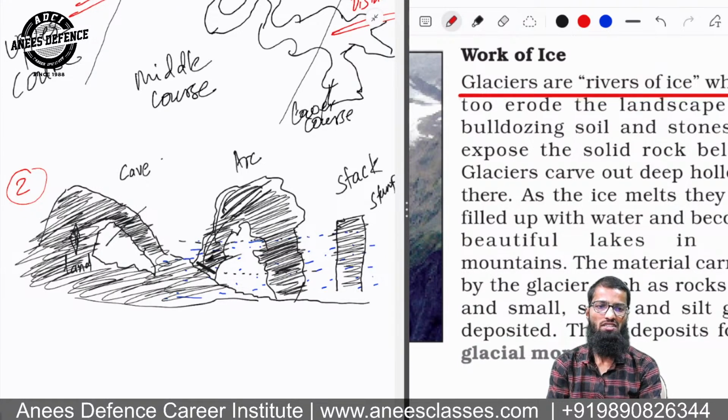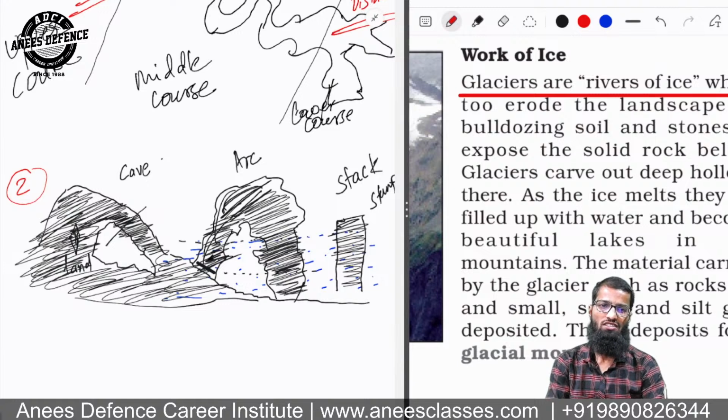Glaciers are nothing but rivers of ice. You have rivers in the oceans also, they are called currents. You have normal rivers on the surface, they are called rivers. And similarly, you have rivers of ice which are called glaciers. So three things are there: rivers, glaciers, and oceanic currents.